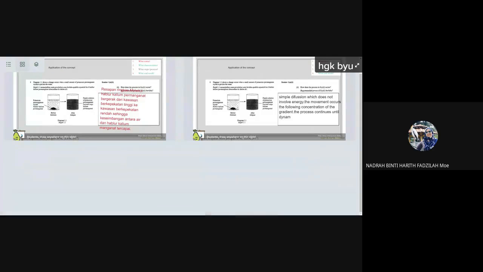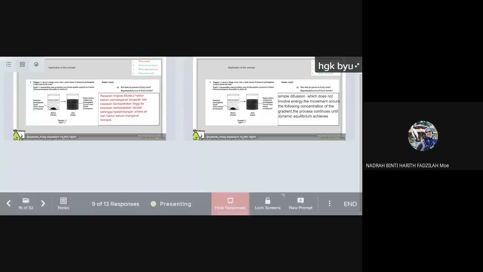Okay. So tadi dalam definition kita cakap apa? Simple diffusion is a process where molecules or ions kan? Betul tak? So anak-anak, sekarang ni kita tukar. Simple diffusion is a process where potassium permanganate crystal move from where to where.